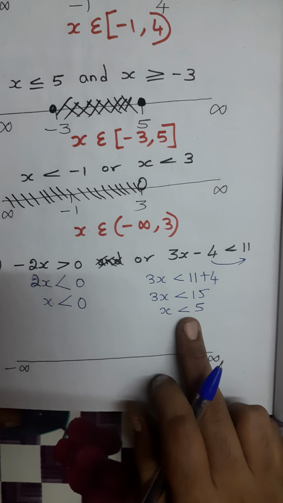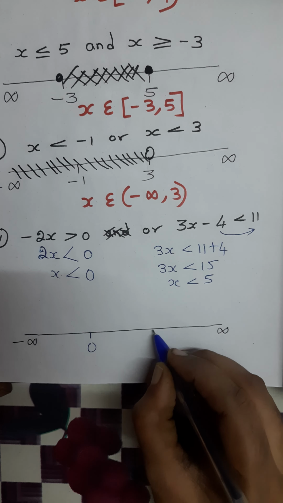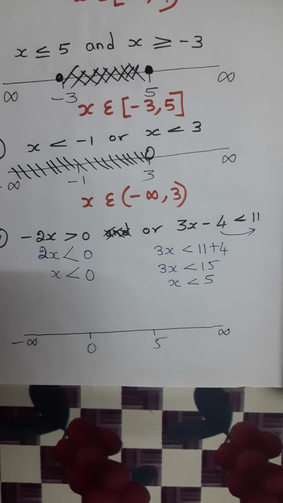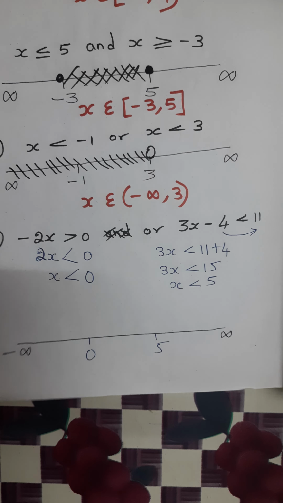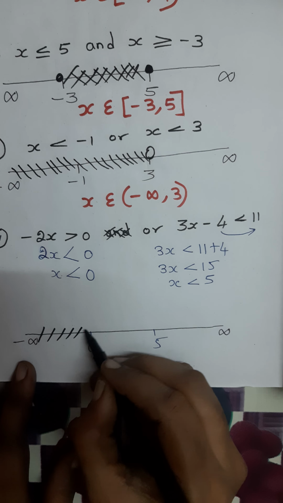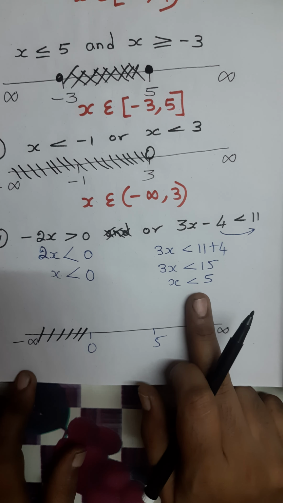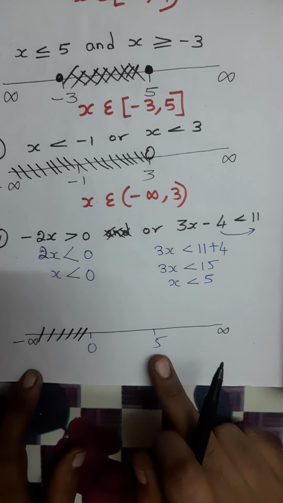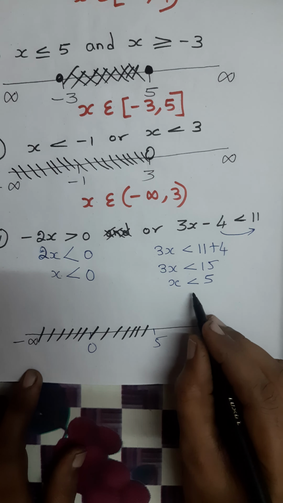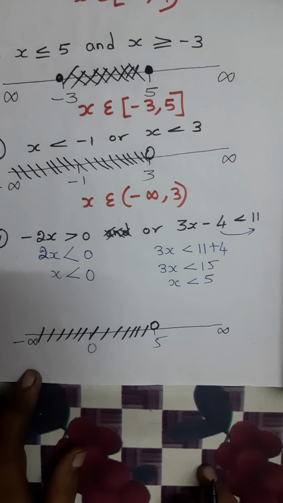Let me mark these two numbers on the number line. Let me mark 0 and let me mark 5. First let me shade this portion: x is less than 0. Less than 0 means I have to shade the left side of 0. So I have finished this one. Now x less than 5. Again less than means I have to shade the left side of the number 5. So I am shading this side. And we do not have any equal to sign here, so 5 is not included.